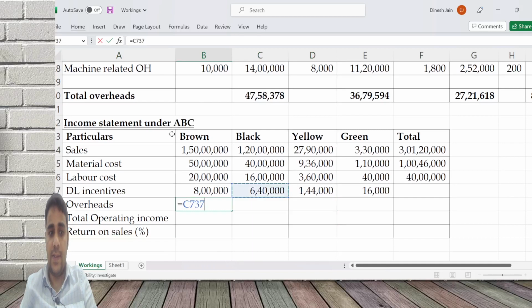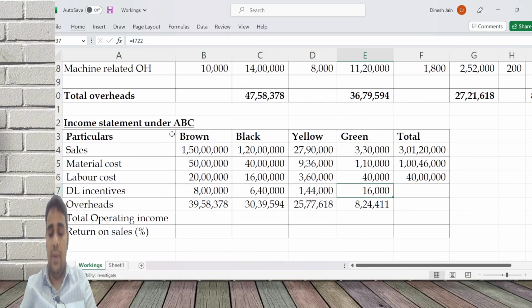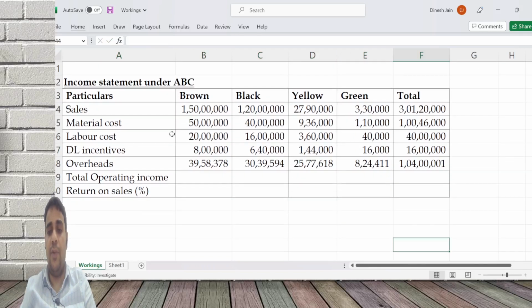When I write overheads, let me subtract these incentives alone. Ideally, I could have removed incentives in that earlier table. Incentive is not an overhead because it's related to direct labor. I think the solution would have been written with it in overheads, but this is better. We can consider direct labor incentives in direct labor itself rather than overhead.